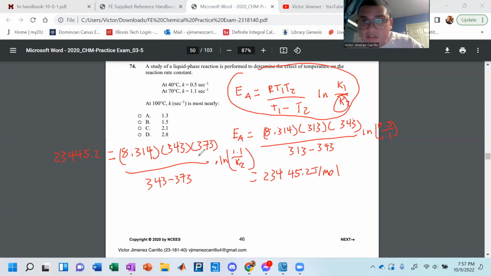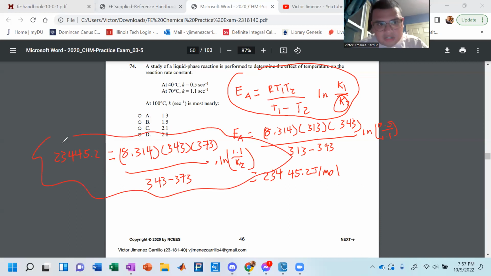Multiply and divide all of this stuff out from the right side, then divide it all by 2445.2, take the exponential, and then solve for K2. This is just basic algebra. If you need help with that, let me know, but people on the internet, same thing. This should be something really easy to solve for at this point.